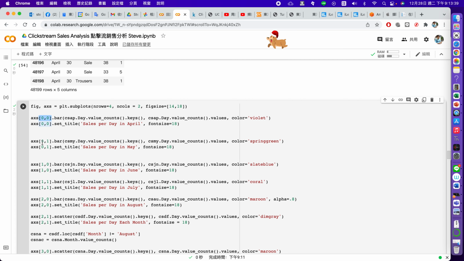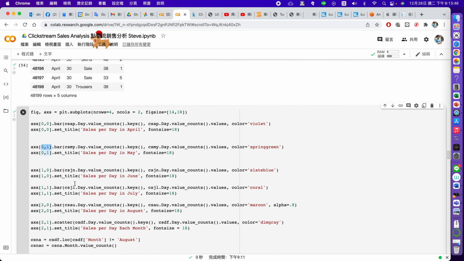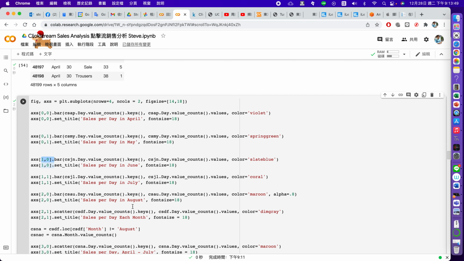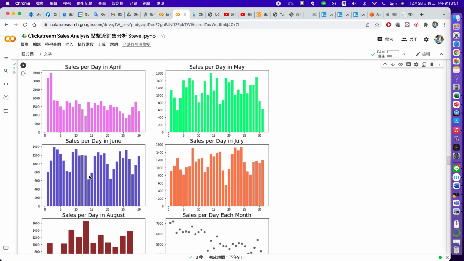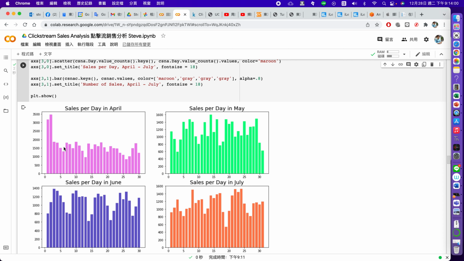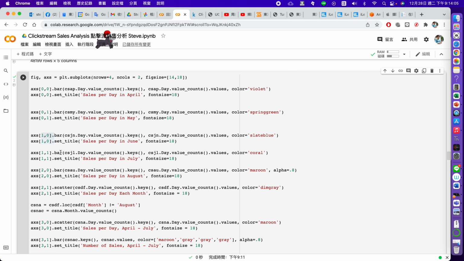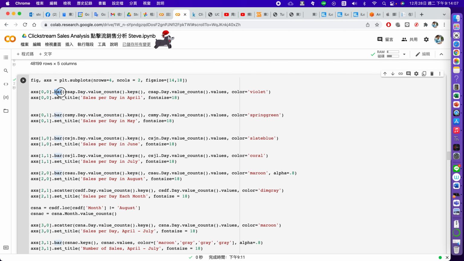0, 0, it means like this. And what about 0, 1? It indicates this one, 0, 1. Okay. And what about 1, 0? This diagram is 1, 0, 1, 1. 2, 0, 2, 1. 3, 0, 3, 1. So you can see the difference. Okay, so for the first diagram, we draw the bar chart for April, May, June, July.